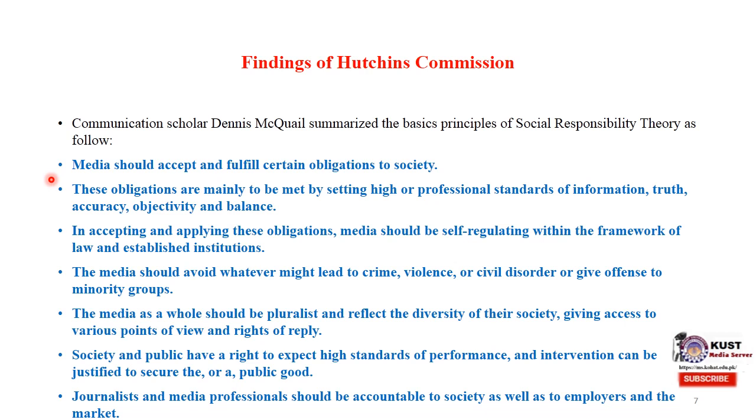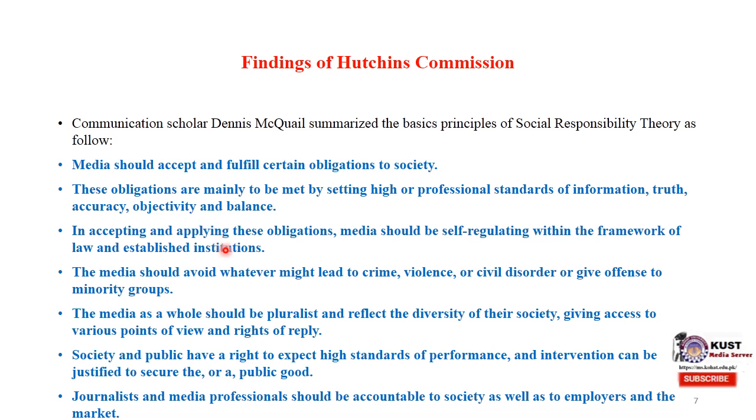But at that time, the Hutchins Commission contributed a lot to the survival of the freedom of the press. And these are actually the findings, right? And Denis McQuail basically summarized all those documents and brought them before us. So, media should accept and fulfill certain obligations to society, and that is the very first finding of the Hutchins Commission, that media has a responsibility to the society, to the people of the society. And what are the obligations? These obligations are standards of information: truth, accuracy, objectivity, balance. It means that when you are providing information, you are to provide truthful, accurate, objective, and balanced information, right? So these were the findings of the Hutchins Commission.